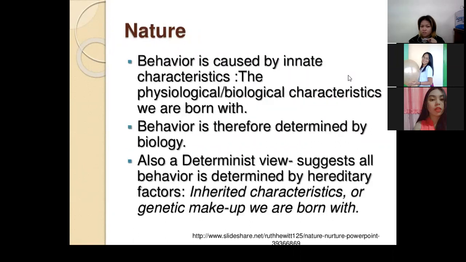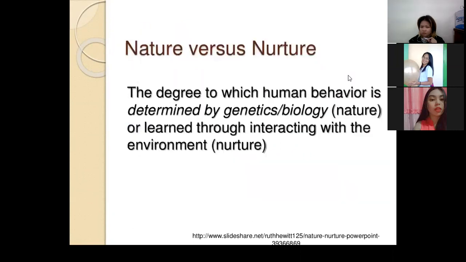Again, nature is the degree to which human behavior is determined by genetics or biology. And then nurture is learned through the interaction with the environment. So during our debate, there was a discussion on which plays a bigger role in the development of a child. Is it nature or nurture?